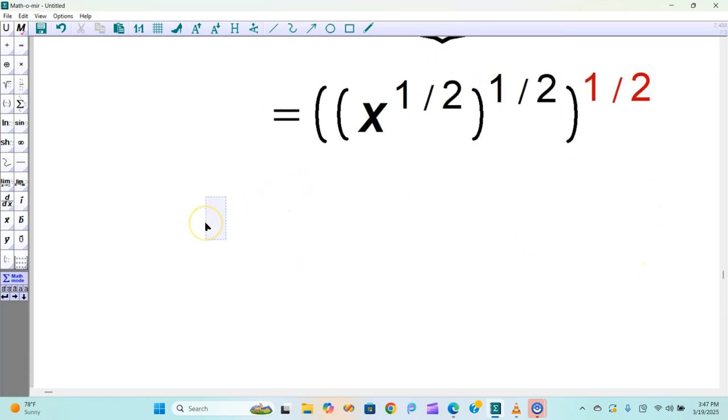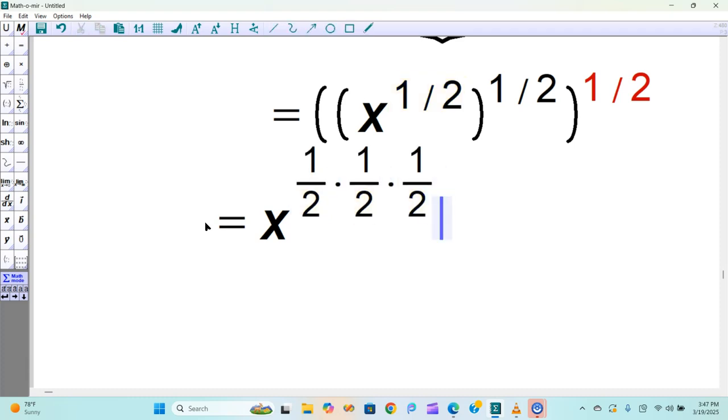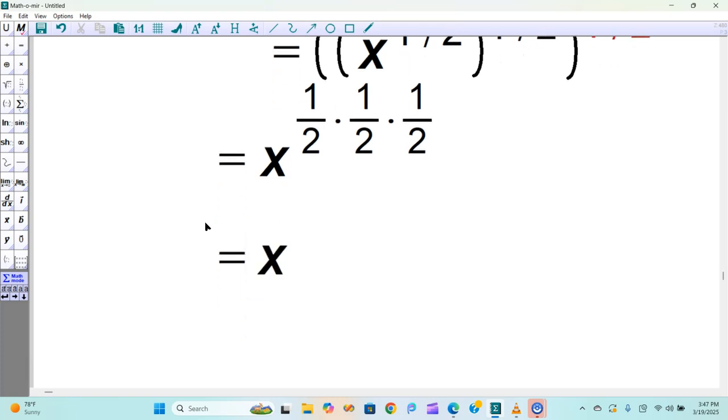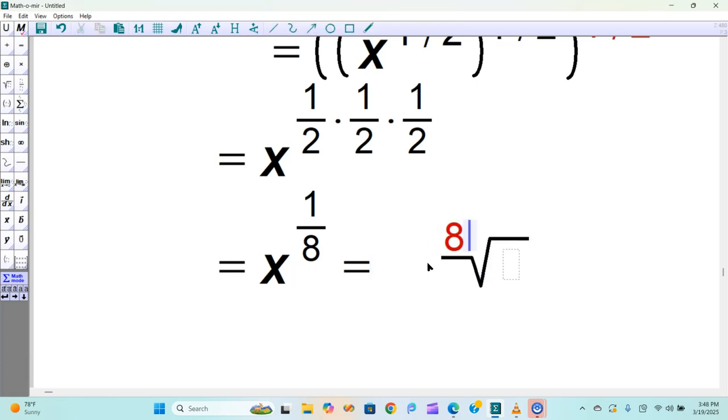So now that's going to give us x to the 1/2 times 1/2 times 1/2, which is just x raised to the 1 times 1 times 1 is 1, and then 2 times 2 times 2 is 8. So this is the exponential form. Now you can write this in radical form as the 8th root of x to the first. That's how the parts of the fraction convert into the root symbol here.